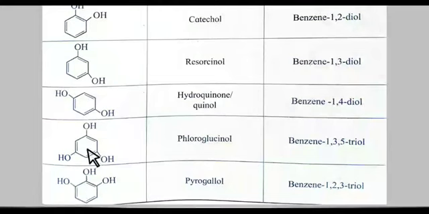Next is benzene 1, 2, 3, 4, 5, 6, meaning 1,3,5-triol. 3 OH groups are there, meaning triol. So benzene-1,3,5-triol. Next is again benzene-1,2,3-triol. So these are the triols, meaning 3 OH groups.